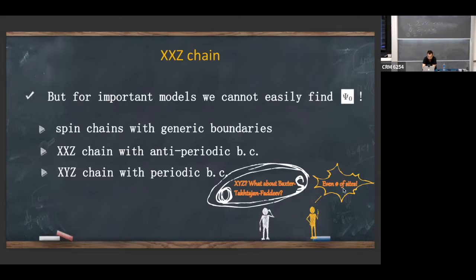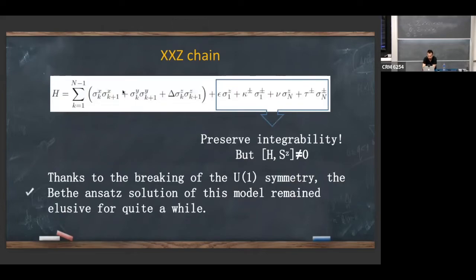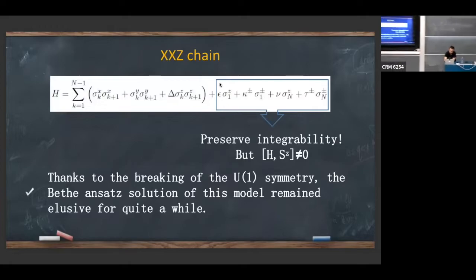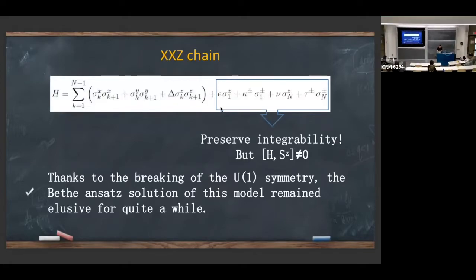And so at least for the spin chains with generic boundary conditions, okay, so yeah, the XXZ spin chain with generic boundary conditions is this Hamiltonian here. So the boundary terms have not only longitudinal fields, sigma z's, but also transverse fields. And although it preserves integrability, this breaks the U1 symmetry, so we cannot find this reference state anymore. And the solution of this problem remained elusive for quite a while.